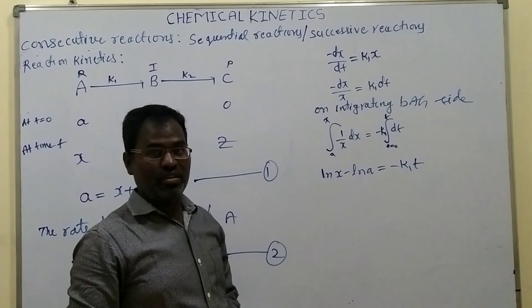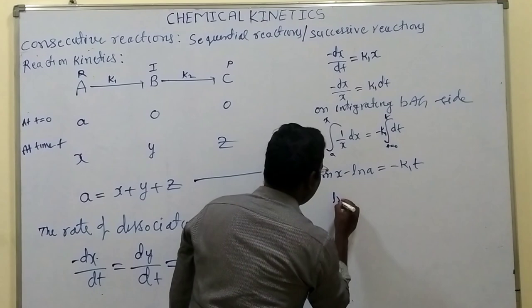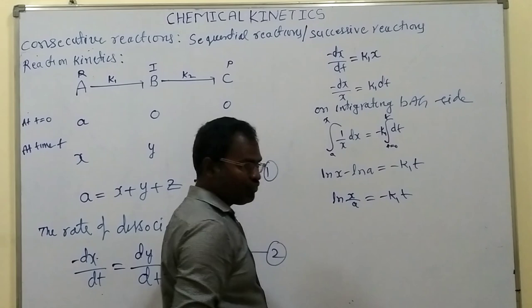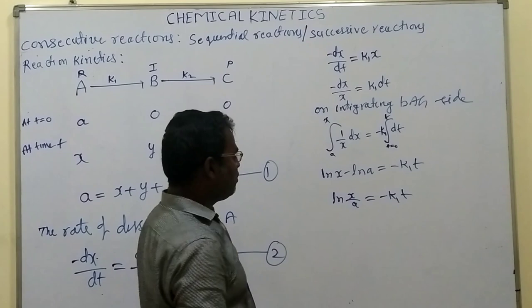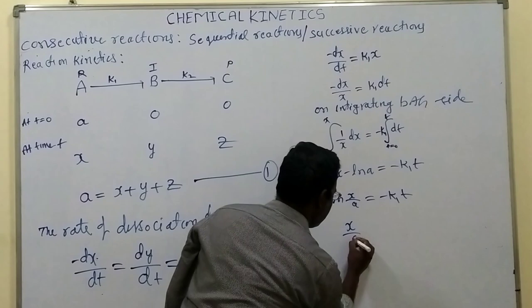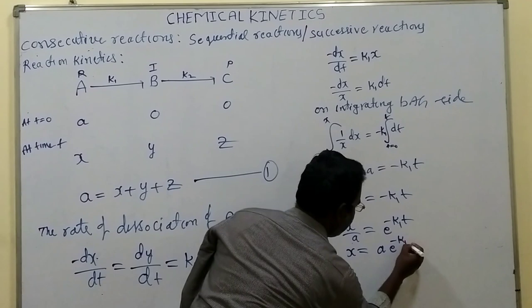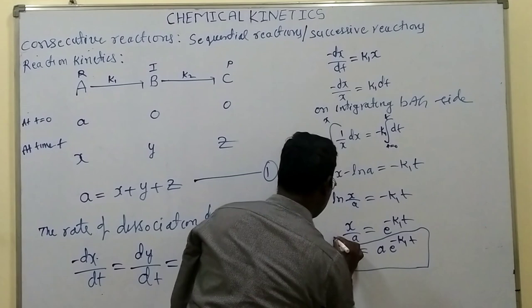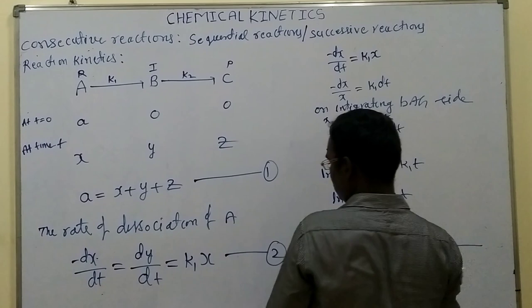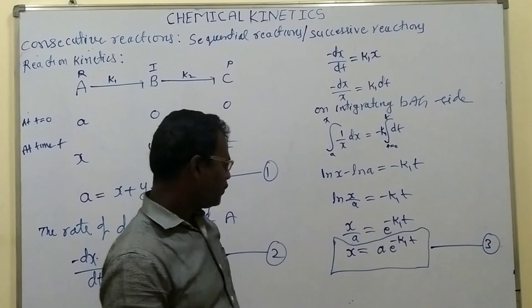So in that way, ln(x/A) is equal to minus k1t. Now remove this ln. It is x/A equal to e to the power minus k1t. So now x is equal to A into e to the power minus k1t. This is the final integral equation for the dissociation of the reactant A. So this is equation 3.